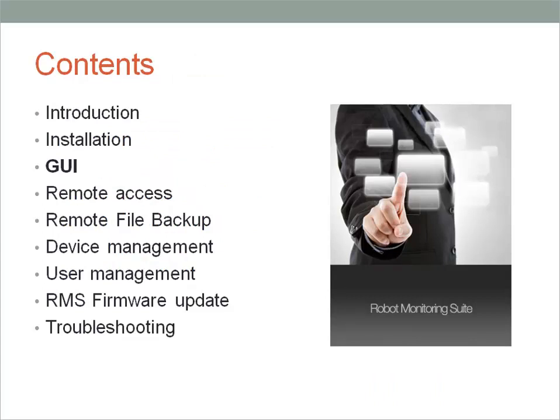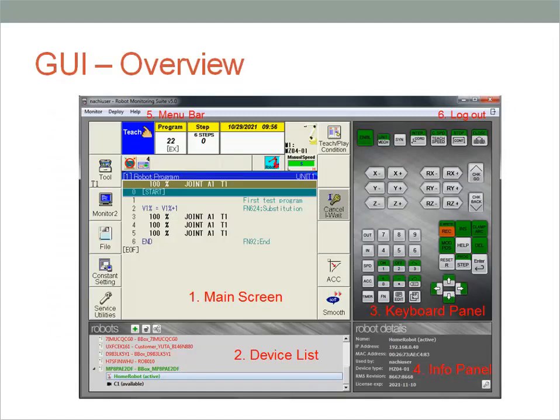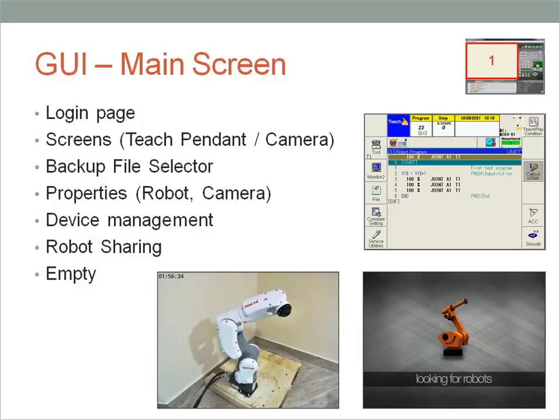Now, let's go quickly over the Robot Monitoring Suite PC software. If you start the software, you can see the user interface is split into four components. In the top left corner, you can see the dynamic part of the GUI, which contains different kind of contents. For example, the login page, the remote Teach pendant screens, the camera image, or the file tree of the robot controller's file system, or you can see other forms where you can interact with the Robot Monitoring Suite.